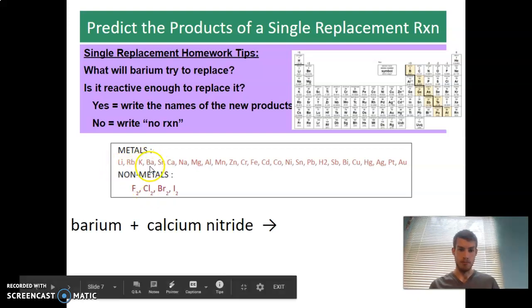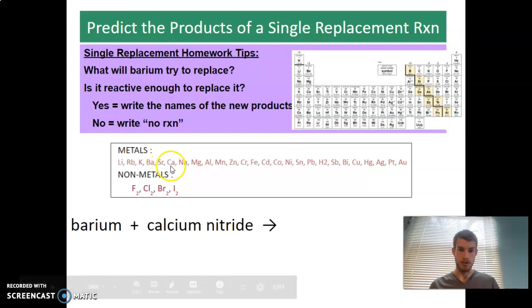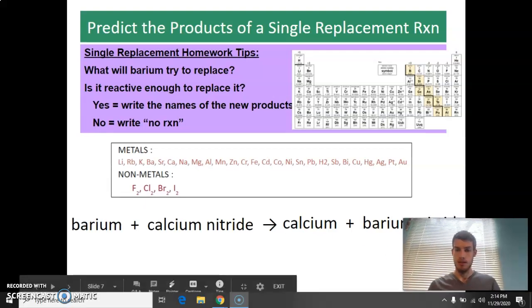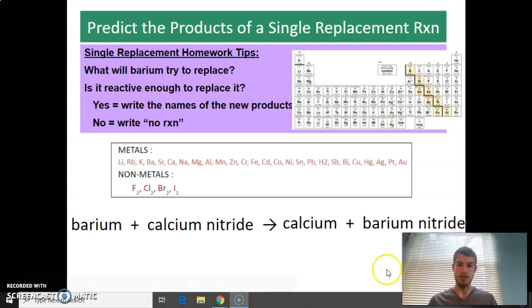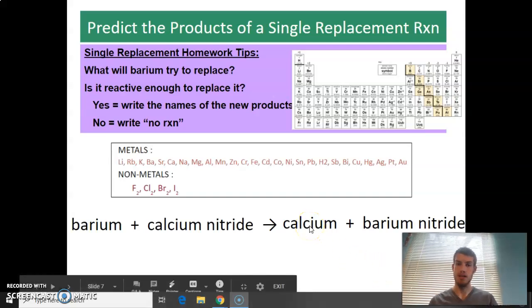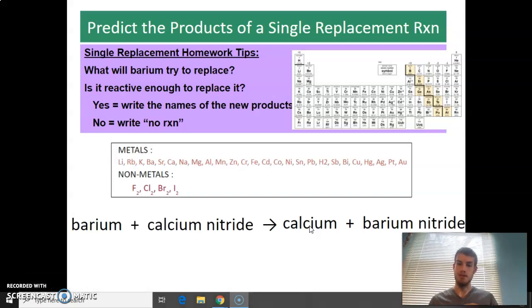So let's find them. Here's barium, Ba, and if you go farther to the right, you find calcium, Ca. So barium is farther to the left, meaning it can replace calcium. This reaction is possible, so you would write down the final compounds. Calcium is by itself, because that's the one that's replaced, and then barium replaces the calcium in that compound. So instead of calcium nitride, we finish with barium nitride.